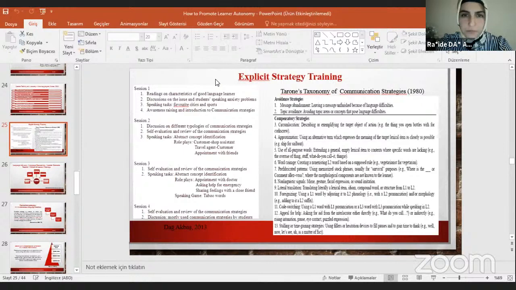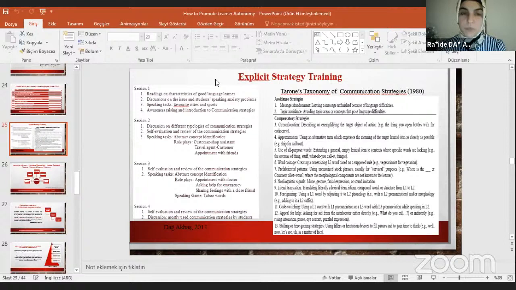So here I made use of, there are many different typologies or taxonomies about communication strategies, but I use that one. And here in explicit strategy training program, the idea is providing some tasks to make your students use these strategies available on that taxonomy consciously. Maybe some of the strategies were already used by students, but some others might be helpful for them.